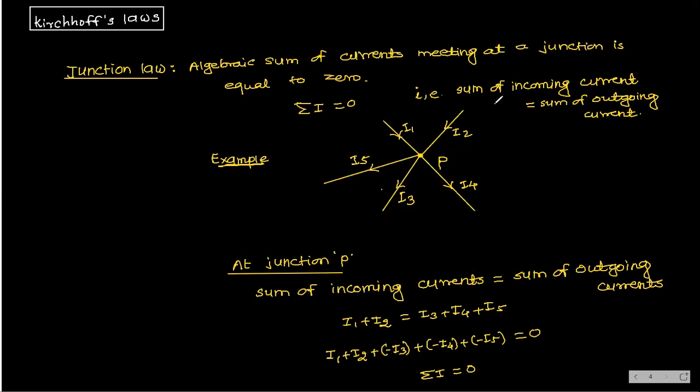But I5 is on the junction. No, I5 is not on the junction. See here, this is P, and this current is going. This is also going, this is also going from this junction. See here, not on the junction. From this junction, these all are leaving. These two are only coming. Okay. Clear.